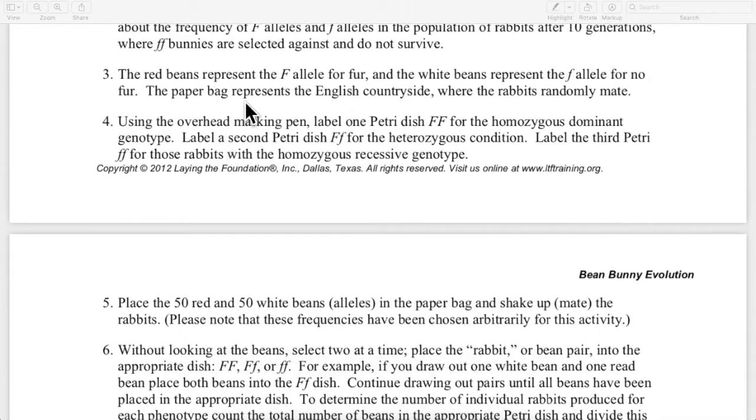Using the marking pen, label one petri dish big F, big F. I did this on a styrofoam cup for homozygous dominant. Label a second one big F, little f for heterozygous, and label a third one little f for the rabbits with homozygous recessive genotype, the furless bunnies.